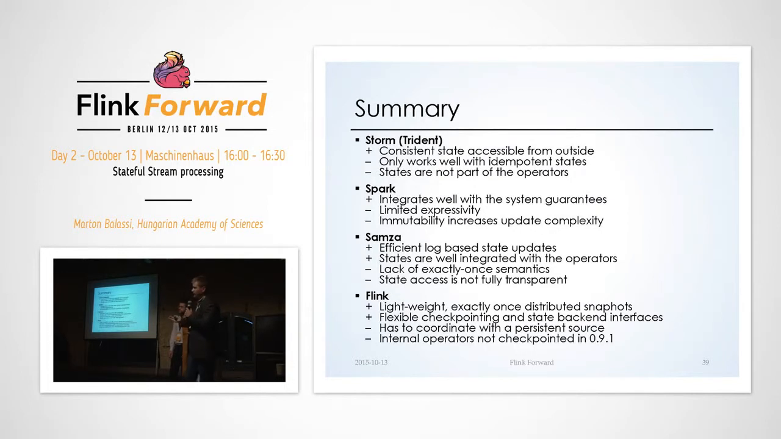And Flink has this lightweight solution where we try to provide flexible backends and interfaces, but in the 0.9 version, you have to be aware that the internal operators are not yet checkpointed. And one of the things that we sort of omitted during the talk was that in Flink, if you want to achieve exactly-once semantics, you need to coordinate with a durable source.